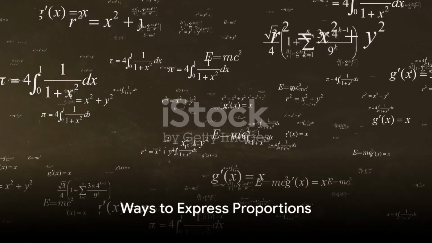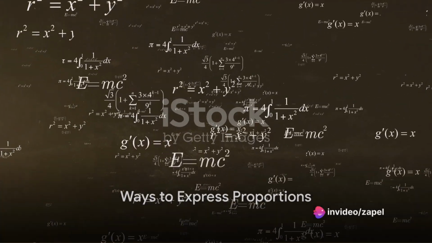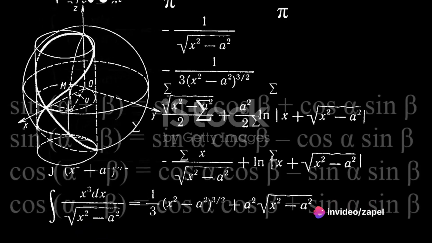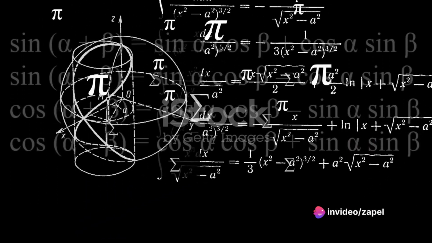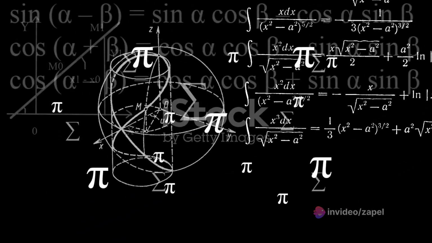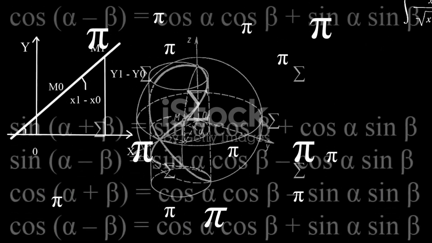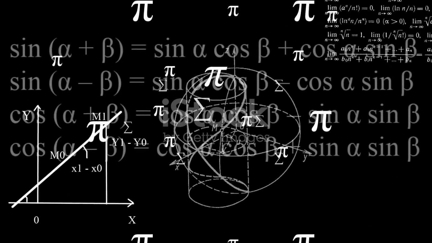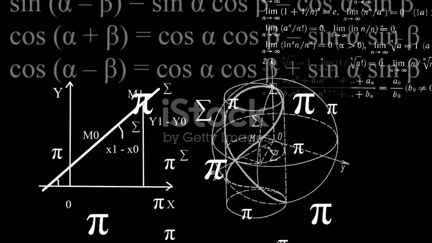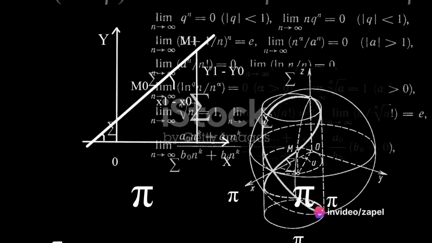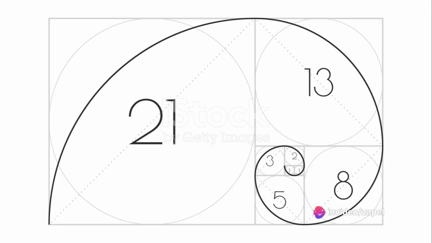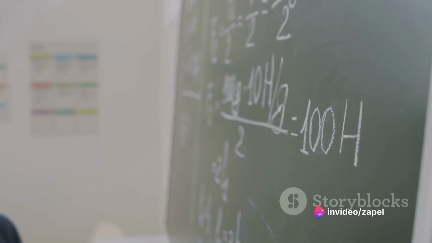To begin with, there are three primary ways to express proportions. First, we have the double colon. This method serves to emphasize the equivalence between two ratios. Consider the example 2:6 :: 4:12. This proportion tells us that the relationship of 2 to 6 is the same as that of 4 to 12.